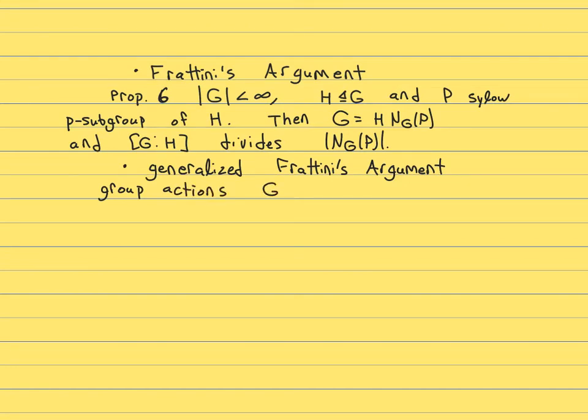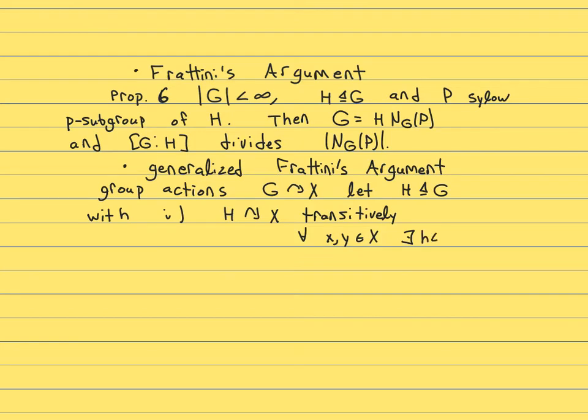So you have G acting on a set X, and H is a normal subgroup of G with the following properties. One, H acts on X transitively. In case you need the reminder, that means for all x and y in X, there's an element h in H such that h dot x equals y.